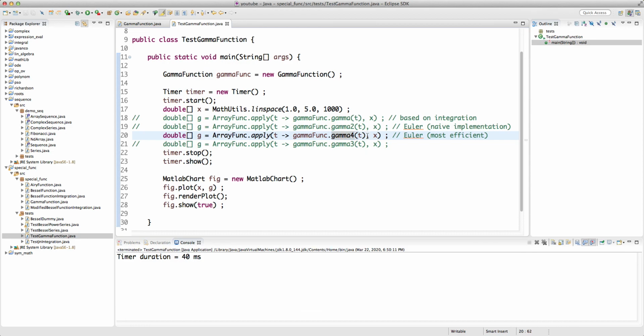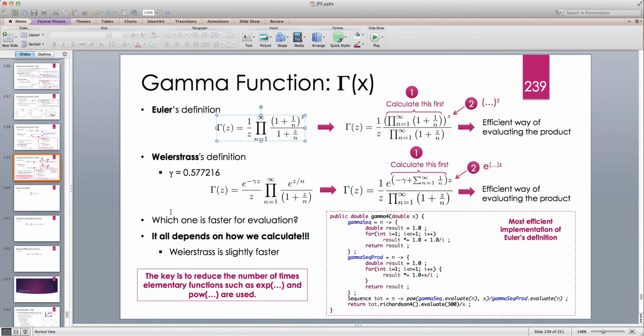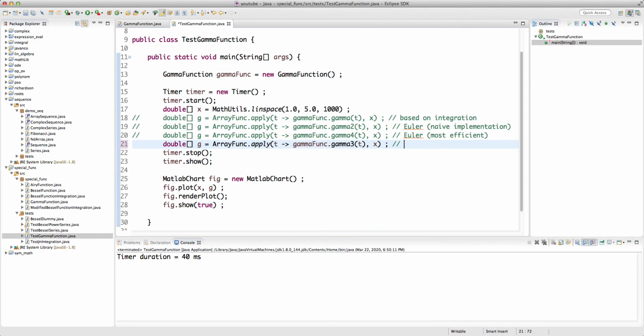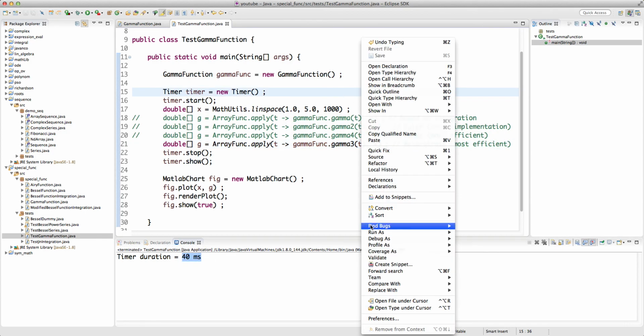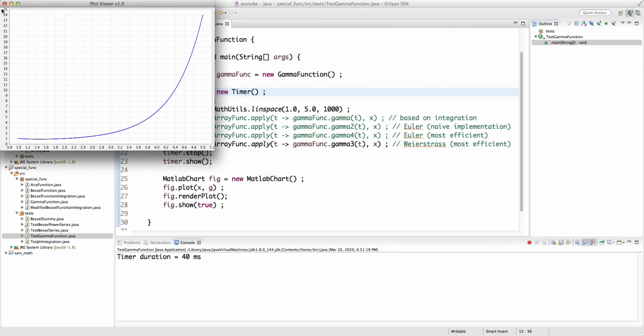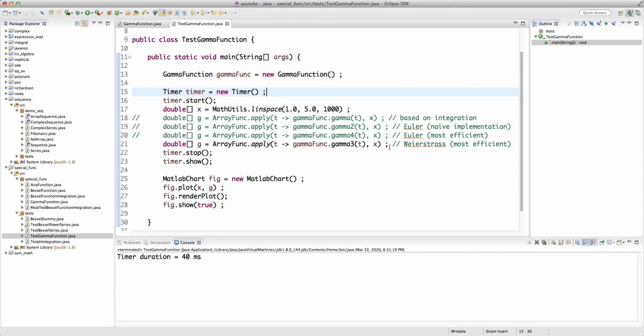All right? Now, obviously, the last one, gamma 3, is the Weierstrass. Again, how do we write it? Weierstrass. And the most efficient. So 40 milliseconds for Euler, 40 milliseconds for Weierstrass. So there is not much edge here, right? We are calculating 1000 values, right?